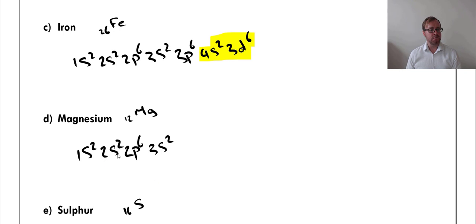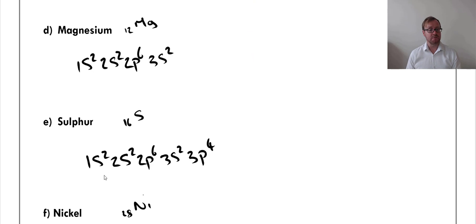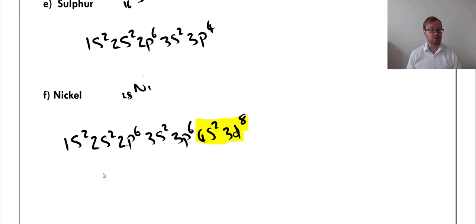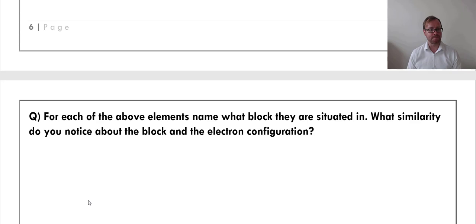Magnesium, 1s2, 2s2, 2p6, 3s2. Sulfur, 1s2, 2s2, 2p6, 3s2, 3p4, and nickel, 1s2, 2s2, 2p6, 3s2, 3p6, 4s2, 3d8. Again, be careful and make sure you fill your 4s before 3d. It's a lot of letters and numbers and whatnot, but you will get used to saying this and writing it, I promise. Okay, so moving on.